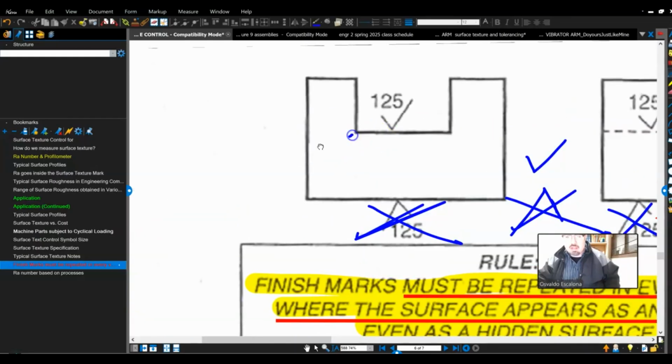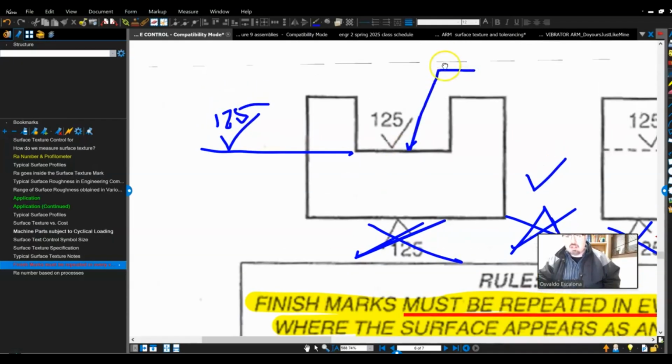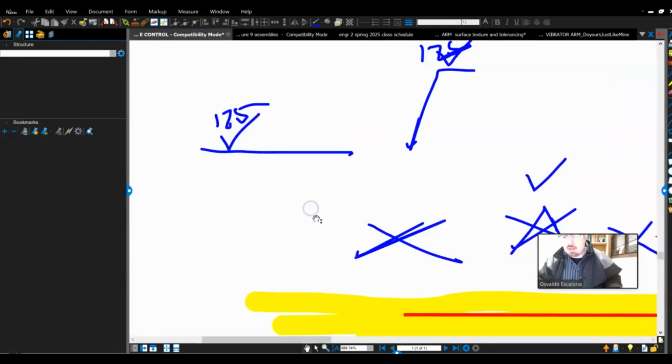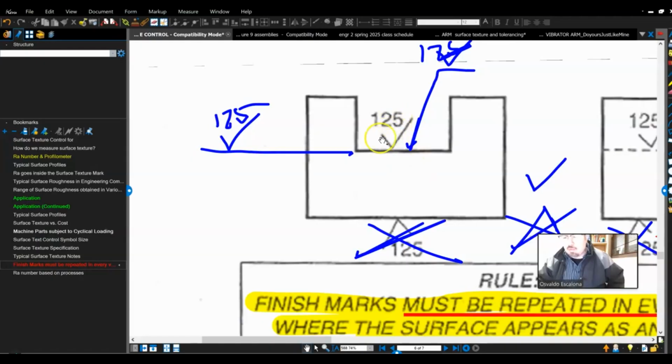You can also put an extension line for 125, or you can put a leader, which I don't prefer. I don't think it looks better on the leader. I think the extension line looks much better. 125, right? Do not put things right next to the part.